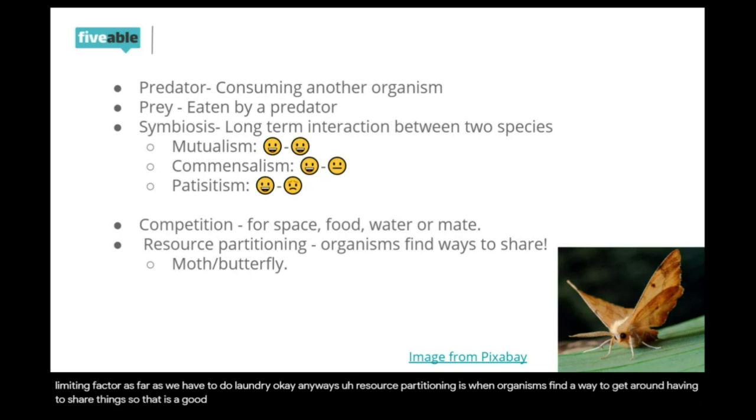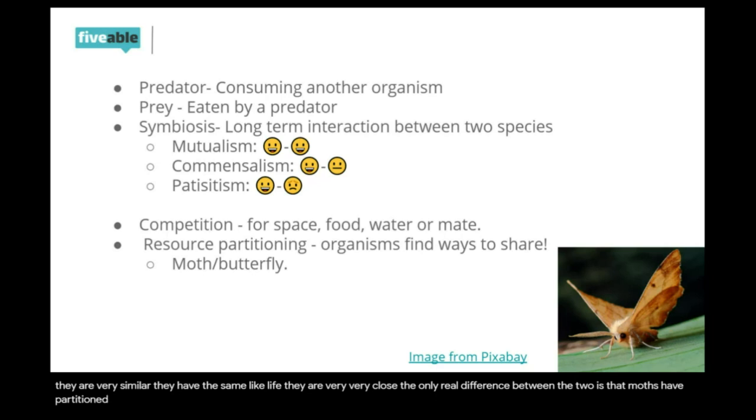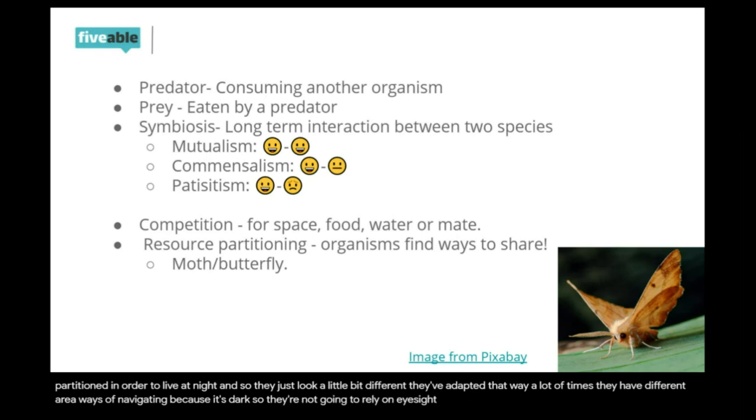Okay, anyways, resource partitioning is when organisms find a way to get around having to share things. A good example of that is the moth and butterfly. If you really think about it, a moth and a butterfly are very similar creatures. They have the same life cycle and the same body shapes. They are very, very close. The only real difference between the two is that moths have partitioned in order to live at night, and so they look a little bit different. They've adapted that way. A lot of times they have different ways of navigating because it's dark, so they're not going to rely on eyesight and flowers as much as a butterfly would. Maybe they're going to rely on a sense of smell or something else to get around.